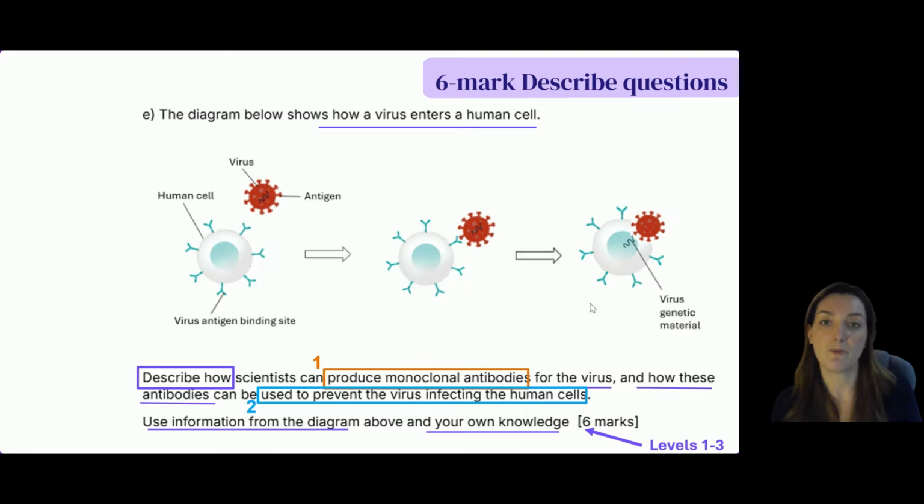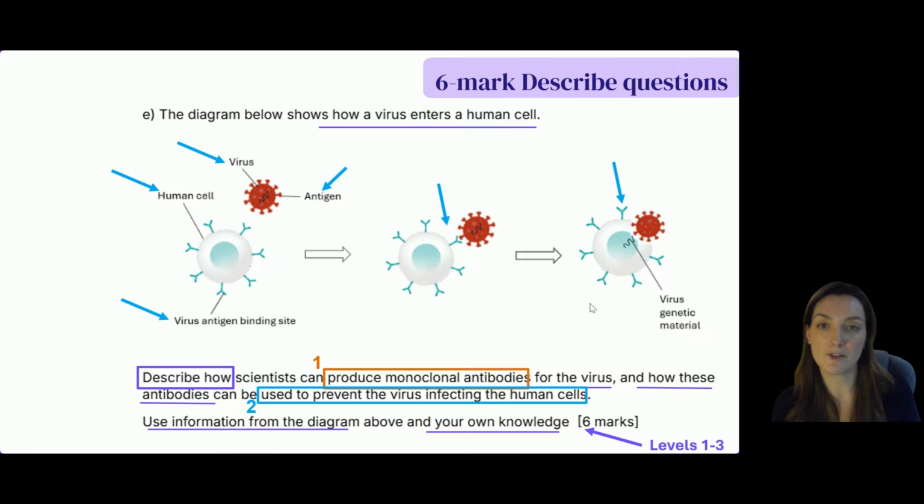Looking at this diagram, we can break down the information that we're given here. So it's telling us that there's a human cell and there's a virus. The virus has antigen on its surface, and the human cell has antigen binding sites on its surface. We can see in the second part of the diagram that the virus uses its antigen to bind to the human cell via the binding sites.